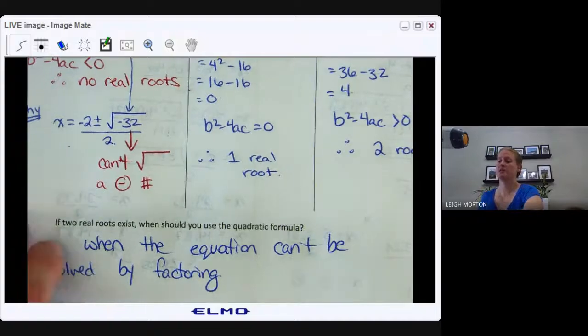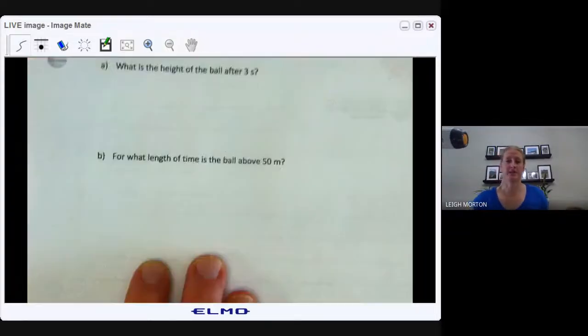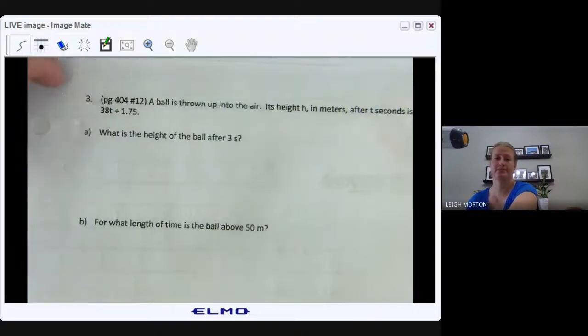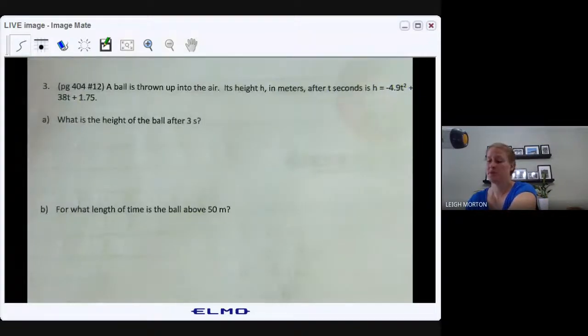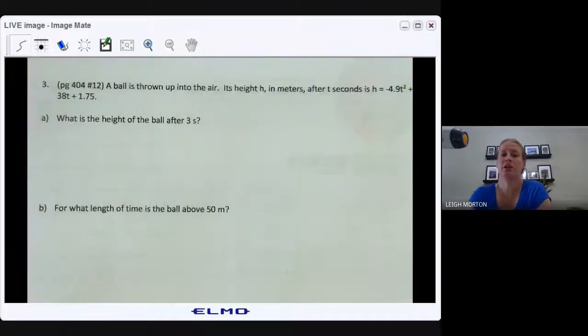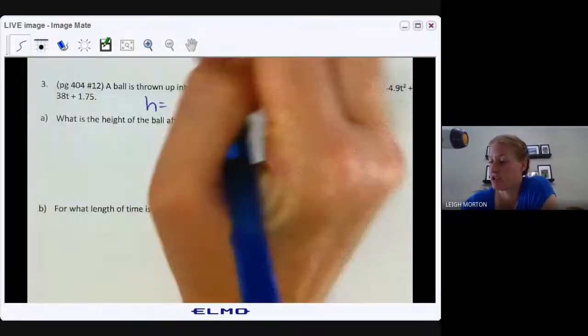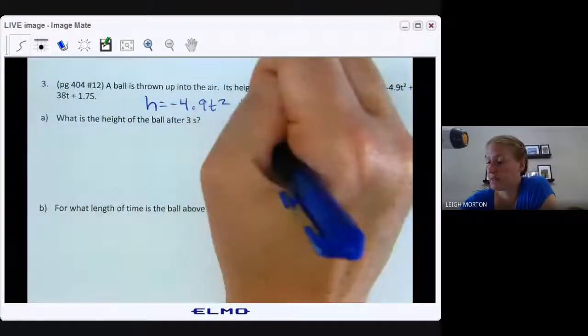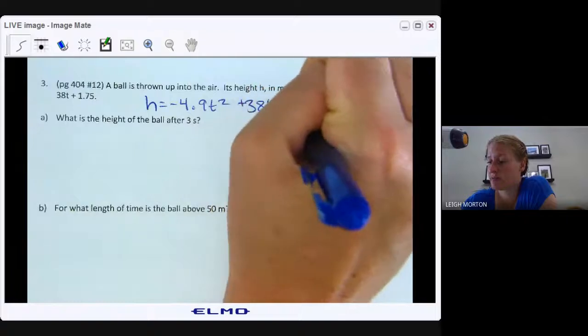Let's try one word problem together, and then we're done for today. We're back Thursday. This is a word problem from your textbook. A ball is thrown up into the air. Its height, h in meters, after t seconds is represented by h equals, I'm going to rewrite it, I don't like the way mine's formatted, h equals negative 4.9 t squared plus 38t plus 1.75.